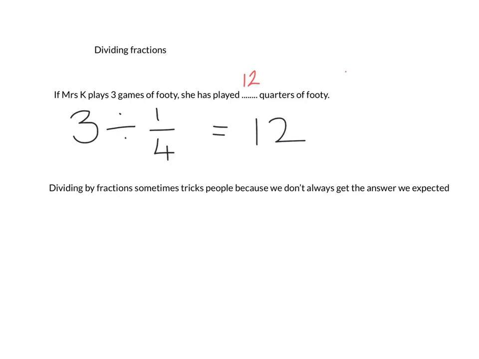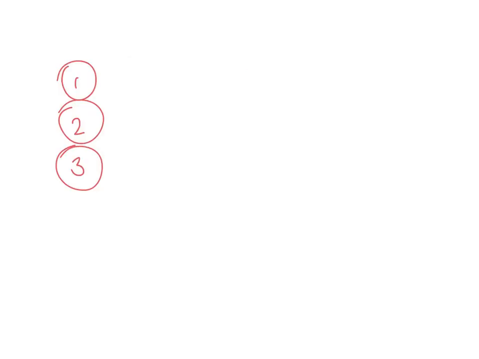It sometimes tricks people because if I had asked that question differently, if I said, what is 3 divided by a quarter, a lot of people would say the answer is 3 quarters. But because I asked it the way I did, most of you already knew that meant 12 quarters. There's a few steps that we need to follow, but we're going to have a bit of a crack at this.